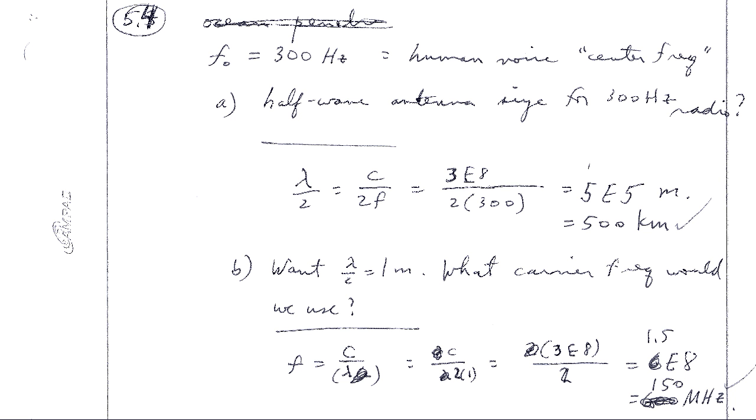Part B says we want to use a 1 meter long half-wave antenna. What should the carrier frequency be? And the carrier frequency we calculate very simply is 150 megahertz here. Okay, that's an easy problem as well. So that's problems 2 and 4 from your homework assignment.